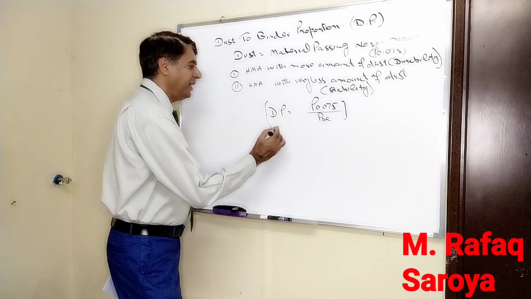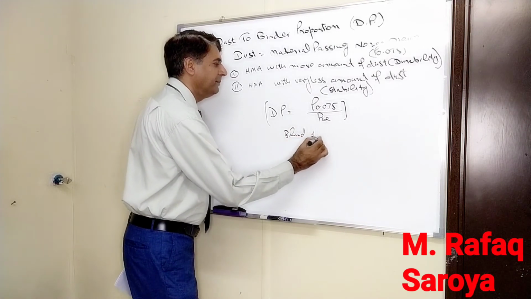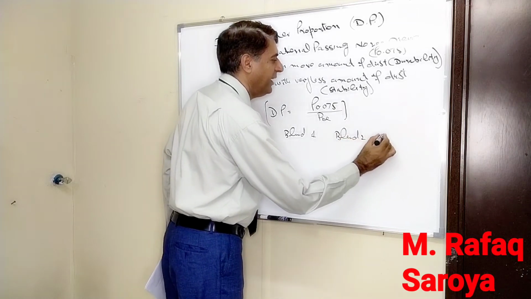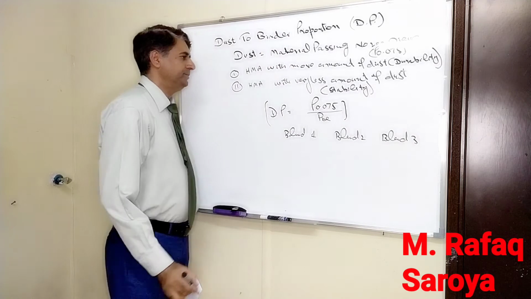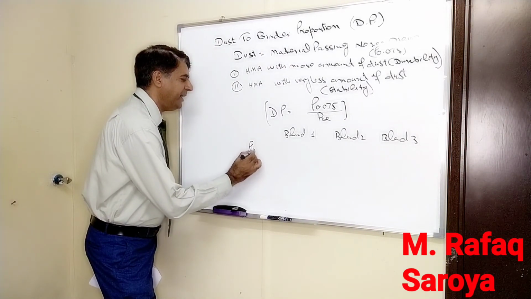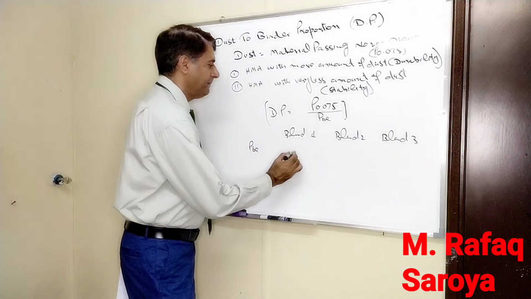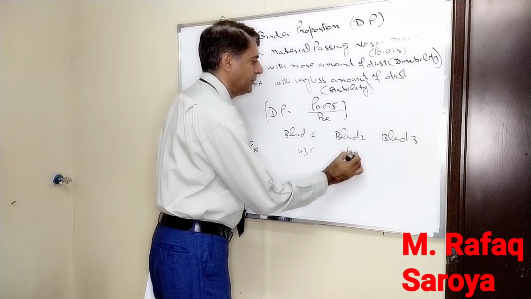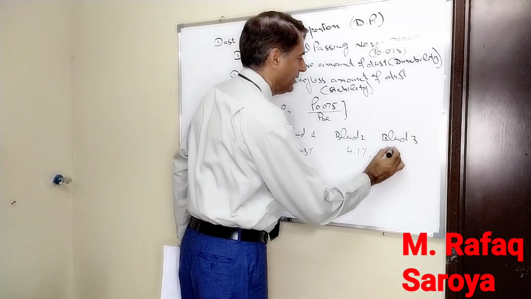So let me study its value for 3 blends. Blend 1, blend 2 and blend 3. Now, PBE is 4.3%, 4.1% and 4.2%.